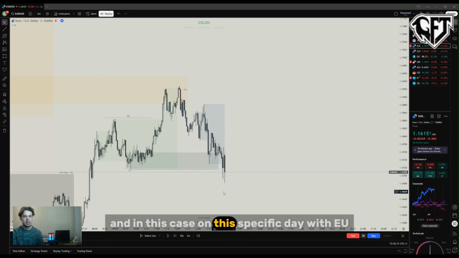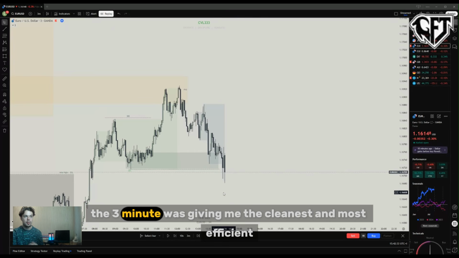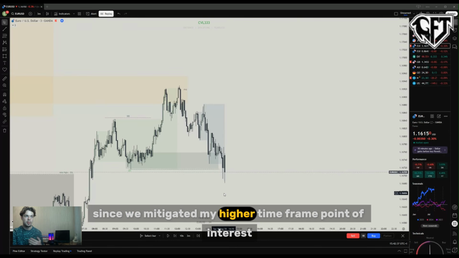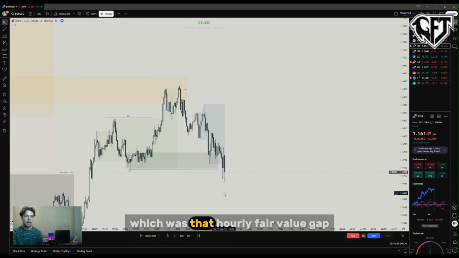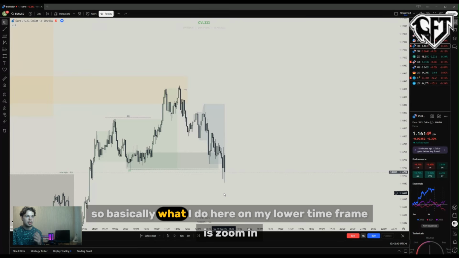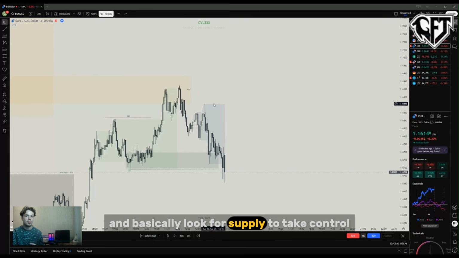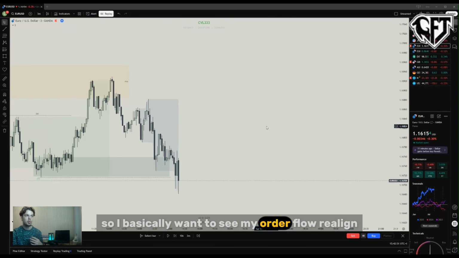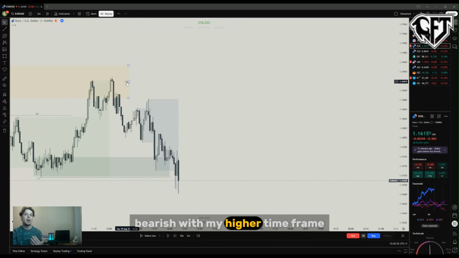And in this case, on this specific day with EU, the 3 minute was giving me the cleanest and most efficient price action since we mitigated my higher time frame point of interest, which was that hourly fair value gap. So basically what I do here on my lower time frame is zoom in and look for supply to take control away from this bearish fair value gap and look for an order flow realignment. So I basically want to see my order flow realign bearish with my higher time frame.